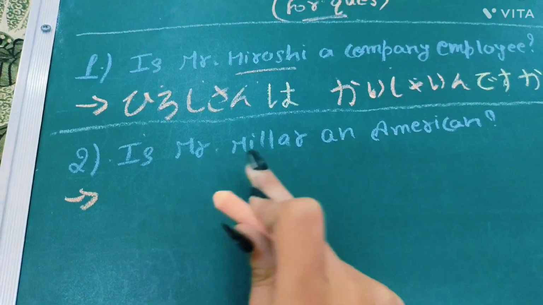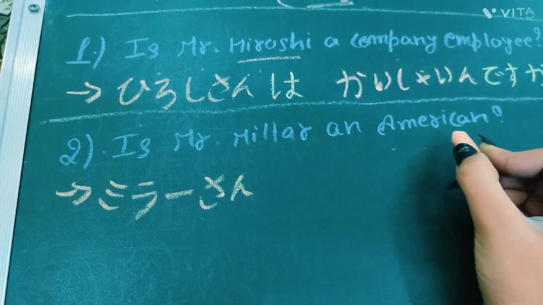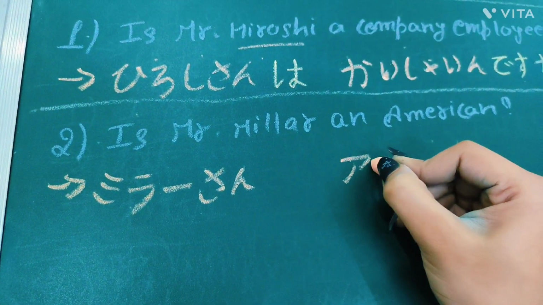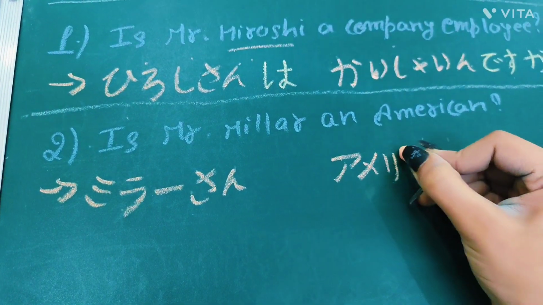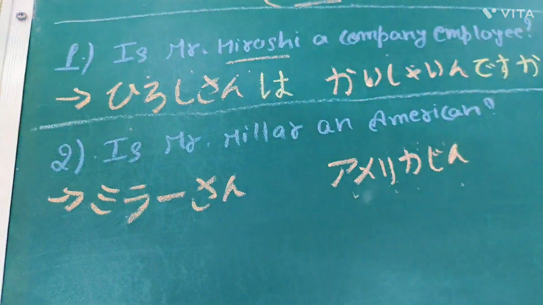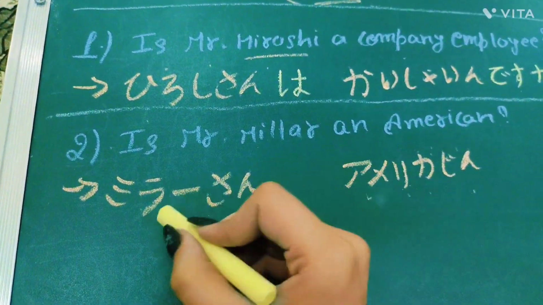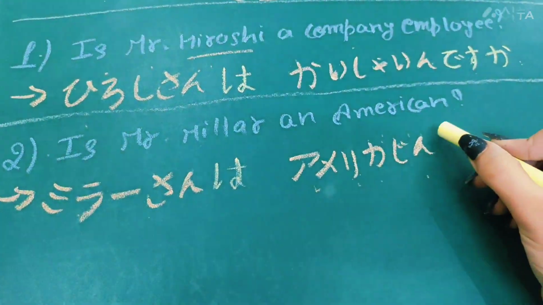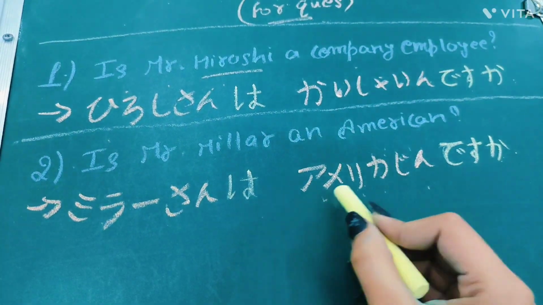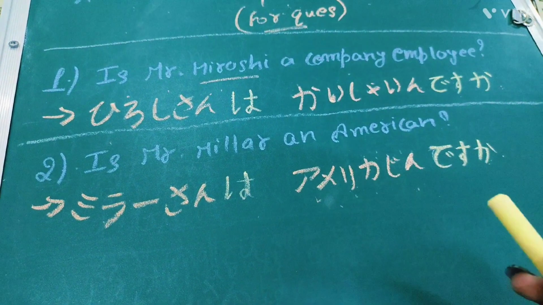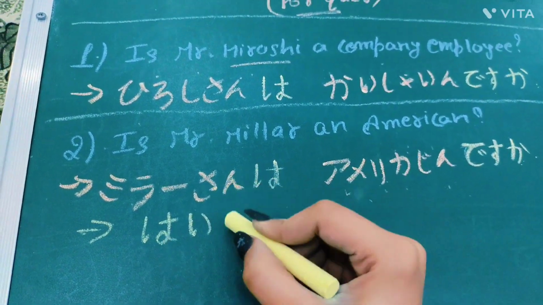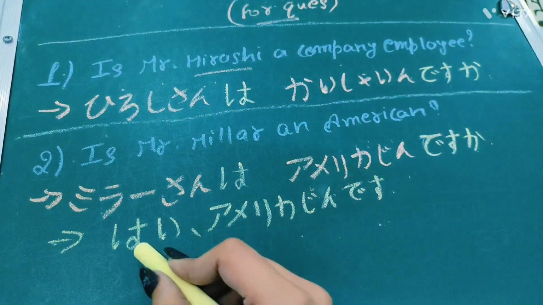Next example is Mr. Miller an American? Is Mr. Miller an American? ミラーさんはアメリカ人ですか? So let's complete the sentence. ミラーさんはアメリカ人ですか? Is Mr. Miller an American? So, answer would be はい、アメリカ人です。Yes, he is American.